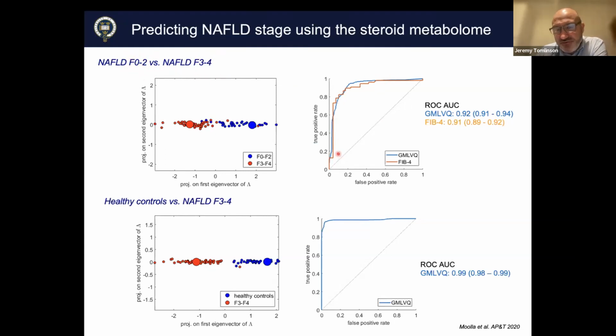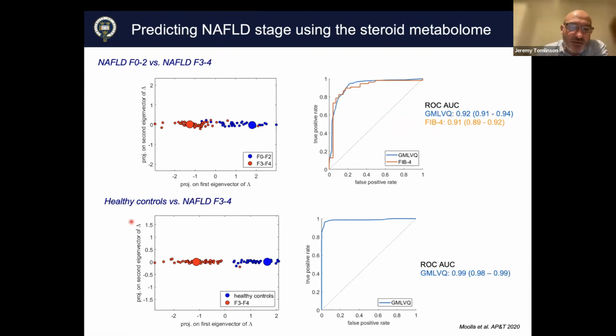And here you can see the ROC curves. Again, you'll all be familiar with ROC curves. You know, an area under the curve of 0.5 is like tossing a coin. And here we're up with our GMOVQ approach of 0.92. The FIB4, for people that aren't familiar with it, is one of the more commonly used non-invasive tools. It actually doesn't usually perform that well, and we were a little bit surprised how well it did perform. But even so, we were still a little bit better than the FIB4.